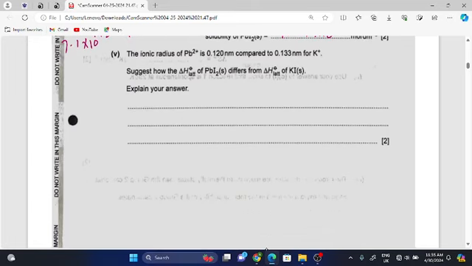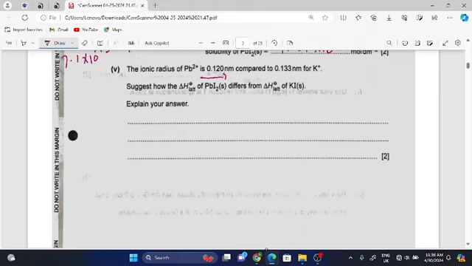Next is that the ionic radius of Pb2+ is 0.10 nanometer as compared to the potassium ion, that is 0.133 nanometer. Suggest why the lattice energy of PbI2 is different from the lattice energy of potassium iodide, and also explain your answer. Clearly you can see that the Pb2+ ion has an ionic radius that is much smaller than the potassium ion, that is 0.133.